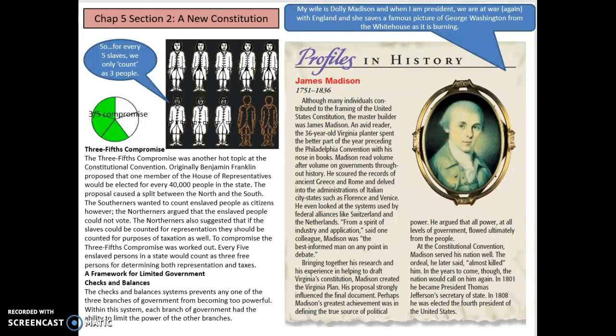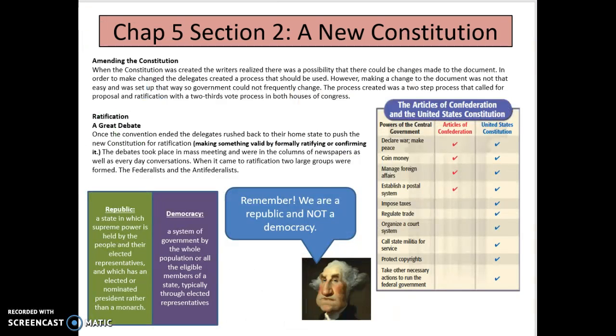Also, as you can see at the bottom, there was the framework for limited government, the idea of checks and balances. The checks and balances system prevents any one branch of the government from becoming too powerful. This is very unique to the United States and very, very important. So we needed a system to amend the Constitution because things change, times change, everything changes over time. And so they came up with a way, but they initially started with the first 10 amendments already there, and those are called the Bill of Rights.